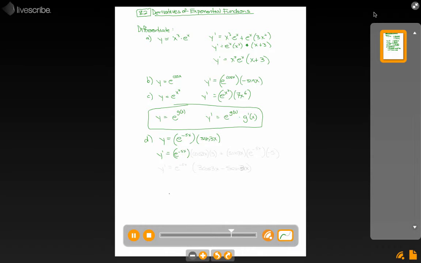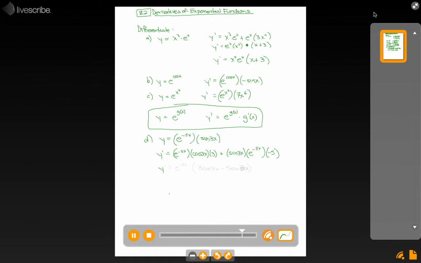And say the first function times the derivative of the second, so that's cos 3x times 3, and then plus the second function, sine 3x, times the derivative of the first, which is e to the negative 5x, times the derivative of negative 5x, which is negative 5.